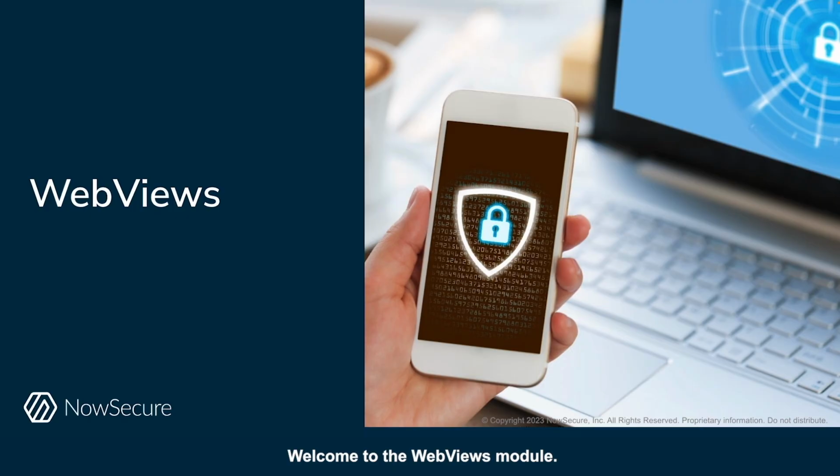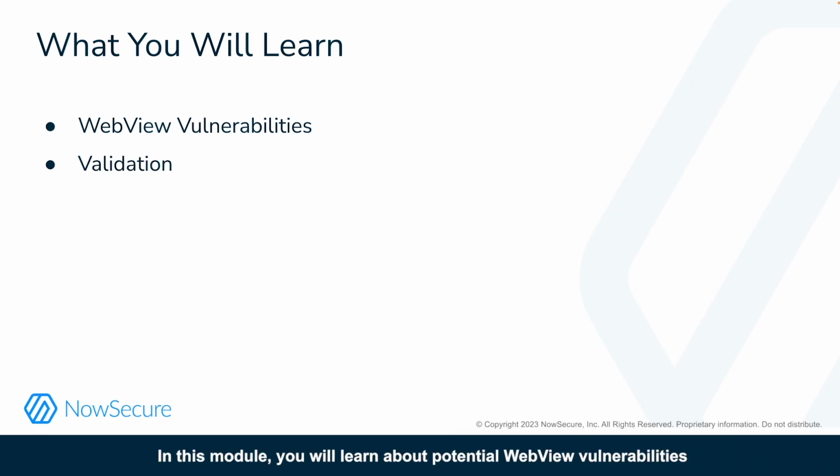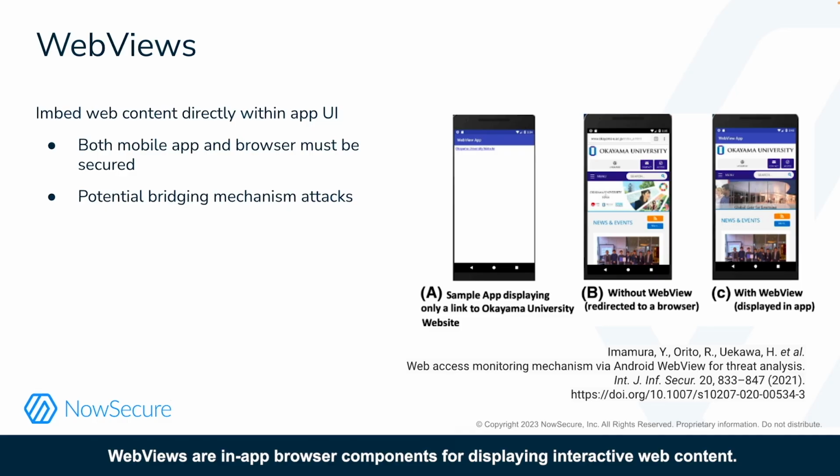The WebViews module. In this module, you will learn about potential WebView vulnerabilities and ways they may be exploited, along with validation. WebViews are in-app browser components for displaying interactive web content. They can be used to embed web content directly into an app's user interface. The example here shows the difference in user experience by displaying a link only, a redirect to an outside browser, and web content displayed in the app.